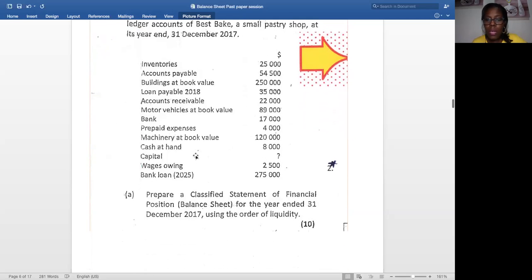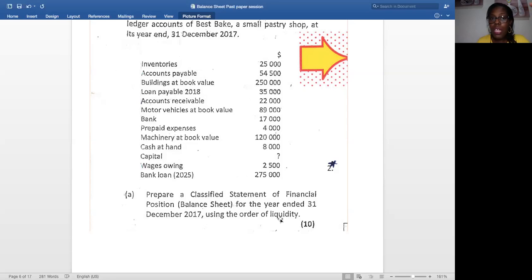So this question, we're actually going to come back to this question. Look at what they ask us to do. Prepare a classified statement of financial position, and they actually put balance sheet in brackets here for you guys. Sometimes they do not do that, because you're actually supposed to know international accounting terms. For the year ending 31st December 2017, using the order of liquidity. So we will look at this question, but we're going to look at it last.